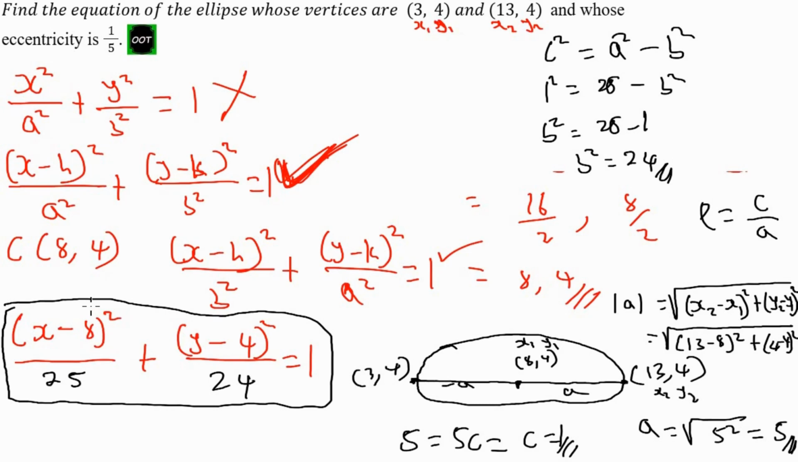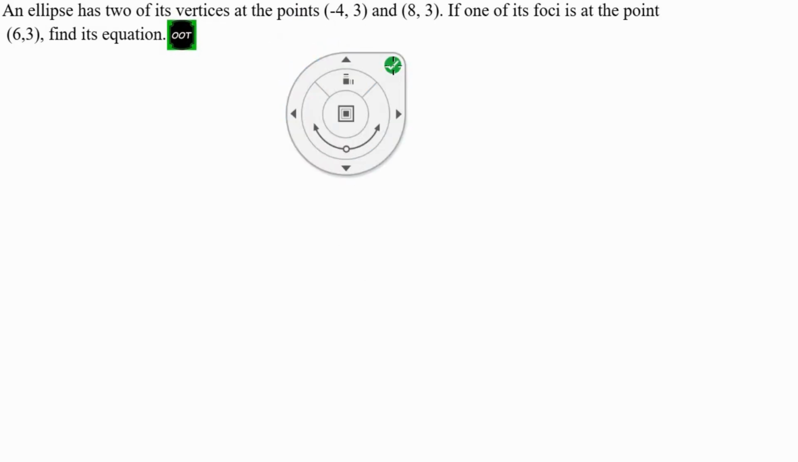On to example number 4. By now, I believe you should have been developing your understanding in the topic. So let me try to shift this down a little bit so you can see it properly. So with this, yes, I'm certain that whatever problem you'll be coming across, you should be able to handle them. Let's say an ellipse has 2 of its vertices at the points -4, 3 and 8, 3. If one of its foci is at point 6, 3, find its equation.